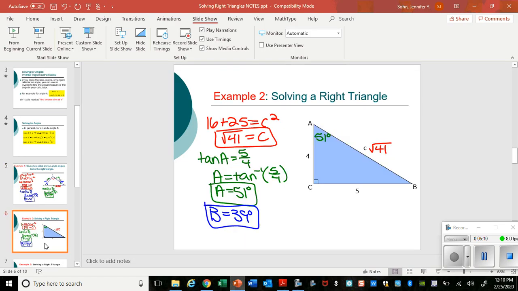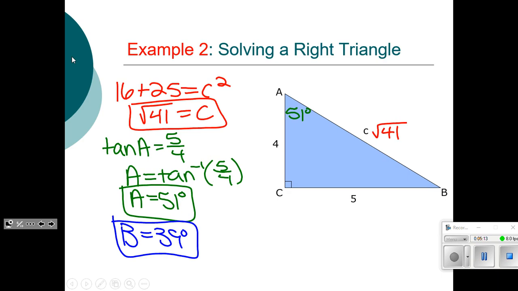So we want to solve the right triangle. When I say solve a right triangle, I mean I want all three angles and all three sides. So we're going to find 4, 5, and C. We don't know C. So 4 squared is 16, 5 squared is 25, equals C squared. We're going to do the square root of 41, which is the answer for C. And then we want to find this angle and then this angle. Once we find 1, we can add 90 and subtract from 180 because a triangle is 180.